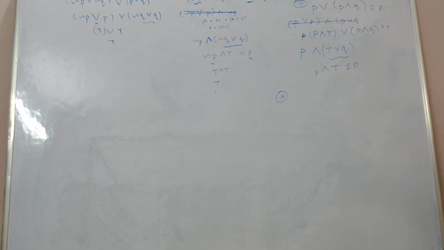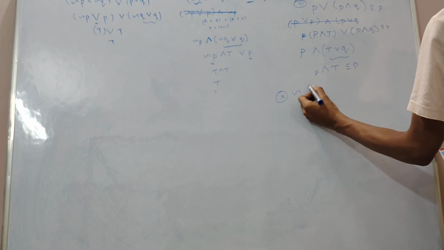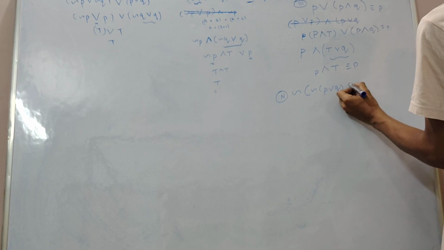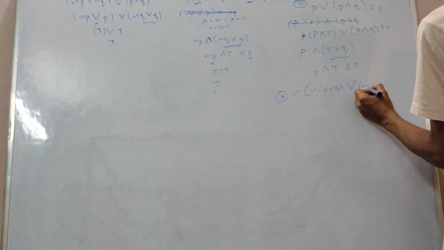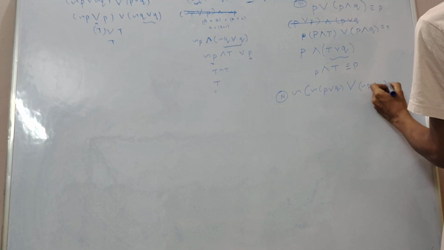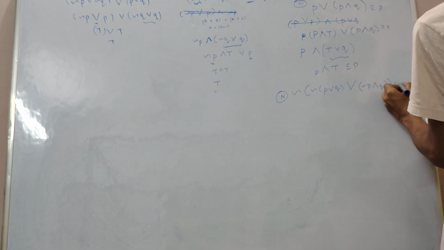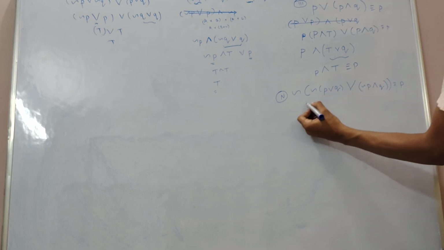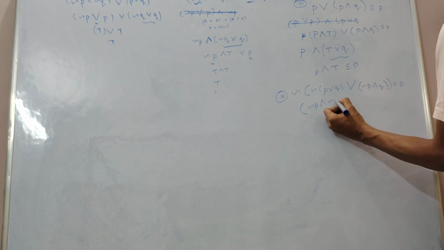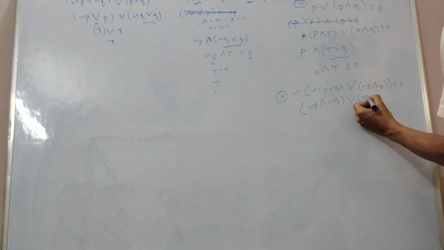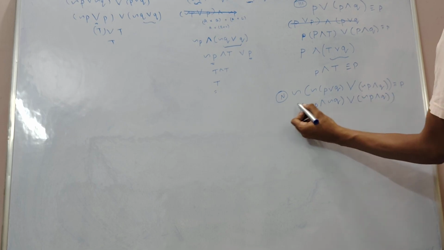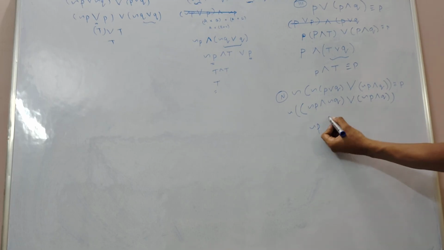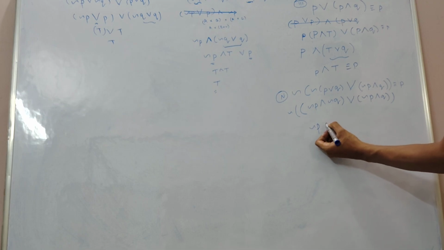Fourth one is prove negation of P or Q or negation of P and Q will give me P is logically equivalent to P, right? So I will write here negation of P and negation of Q or negation of P and Q, right? This I can write it as negation of P, right?